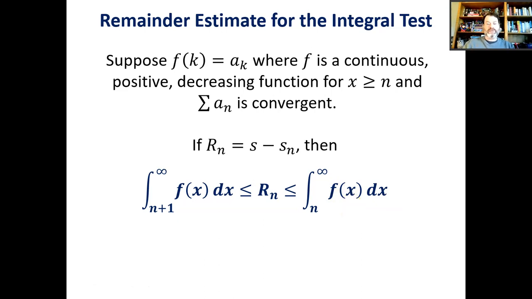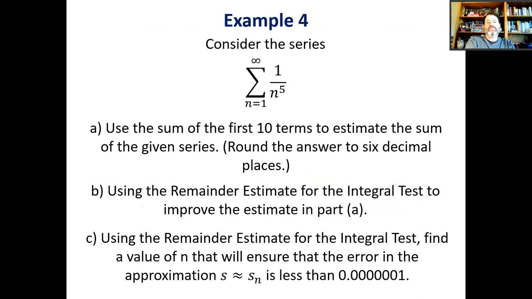All right, let's see how to do this. So that's the formula we're going to use, and I'll show you in the example how it works. So we're looking at the sum from 1 to infinity of 1 over n to the 5th.